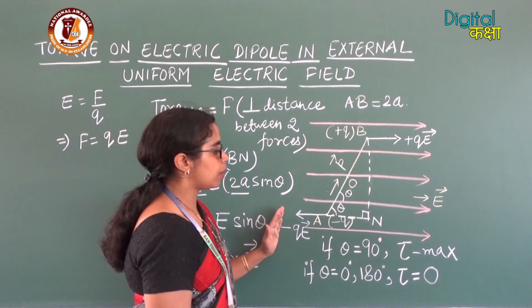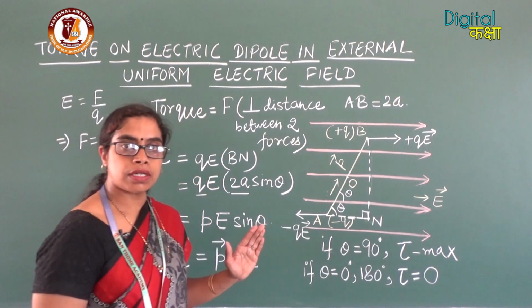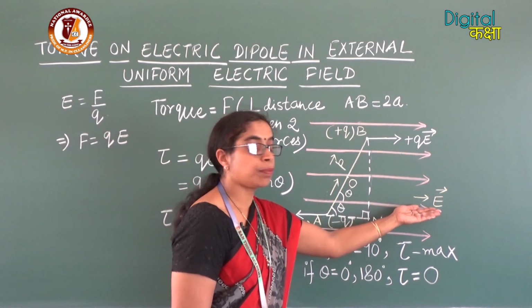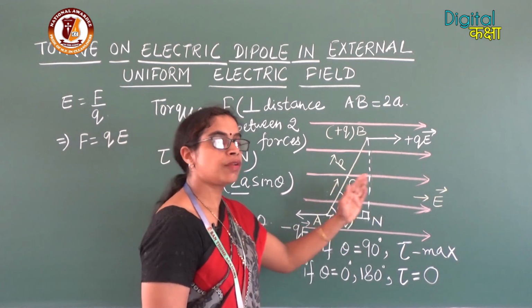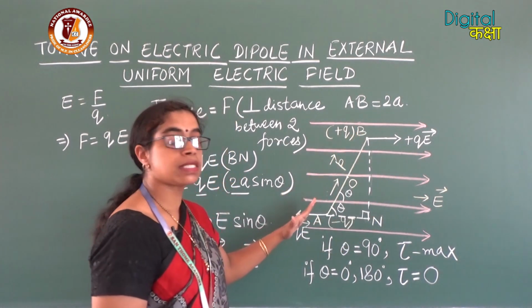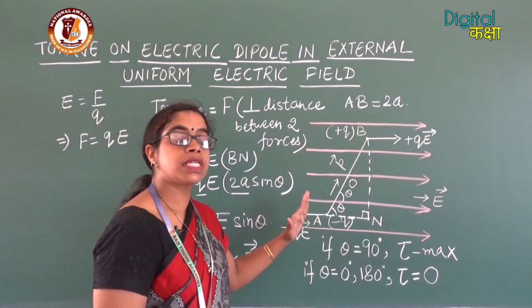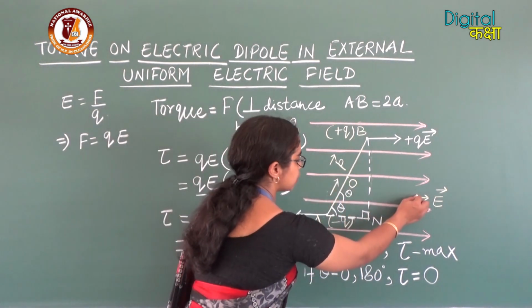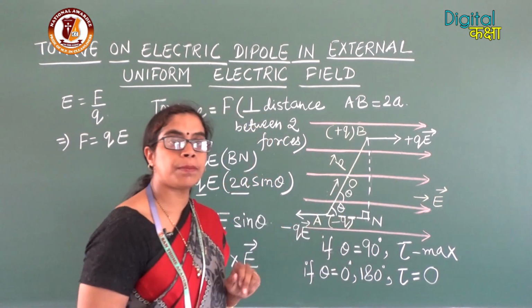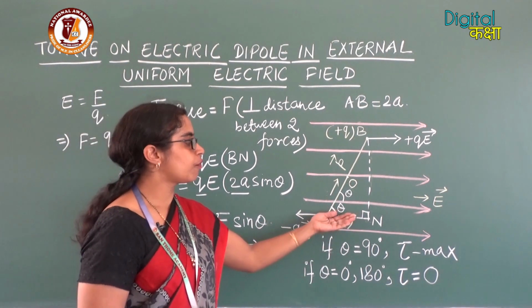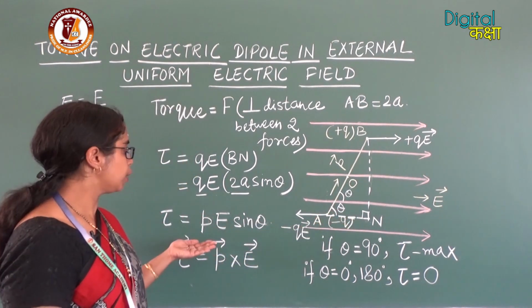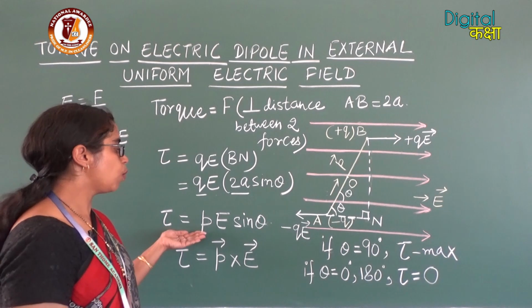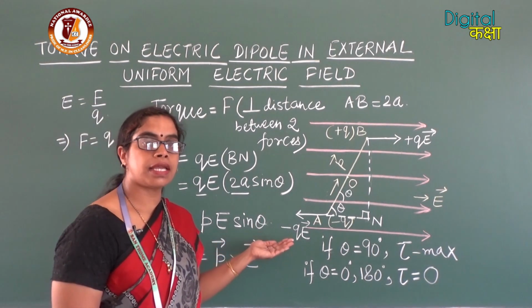So, in this diagram, we have talked about two vectors. One is the vector E, which was shown along the positive x-axis, and the other is vector P, the electric dipole moment, which is always directed from minus q to plus q. Between these two vectors, the angle shown in the diagram is theta, in terms of which we get the complete formula for the torque, that is its magnitude is given by tau is equal to PE sin theta.